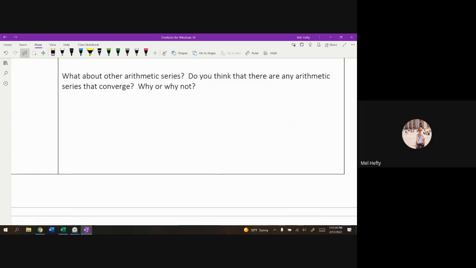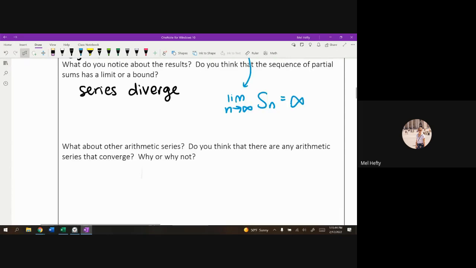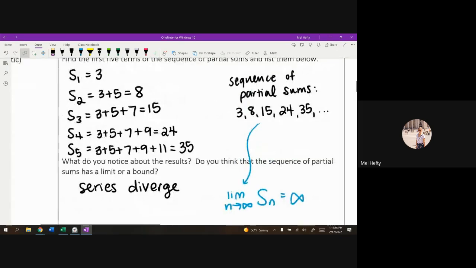All right, what do you guys think? Do you think there are arithmetic series that converge? Yes. Which one? If they don't have a limit of infinity? How would I get one that doesn't have a limit of infinity? Just make it so it's like if you're writing a problem and you just write like a 5 instead. But if it's arithmetic, could I get it to be 5?